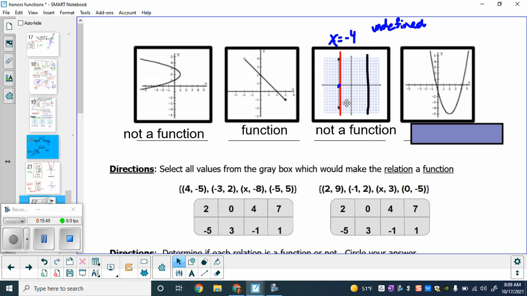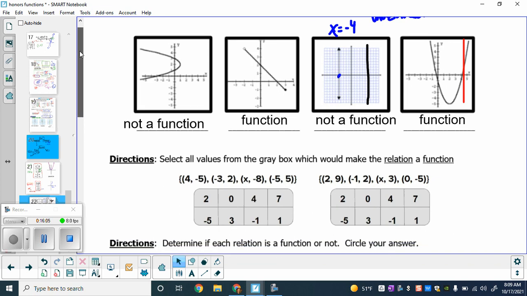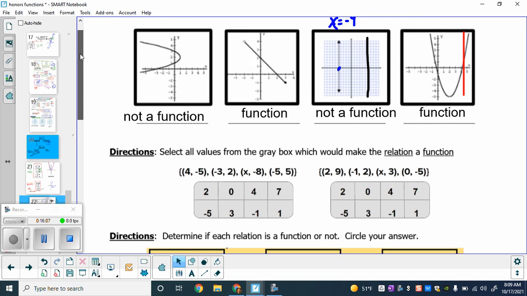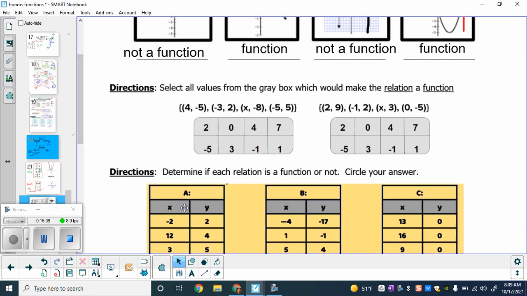And now last but not least, we have another parabola, and this will definitely pass the vertical line test no matter where we put that red line, so that one is a function. Now the rest of the video is just going to be me helping you get comfortable with identifying functions or not a function, and then how to replace values to either make it a function or not a function.